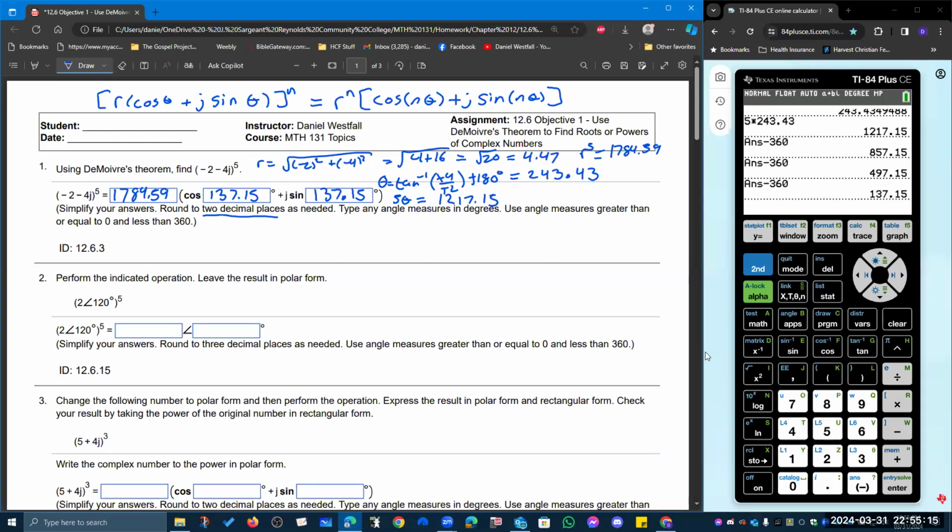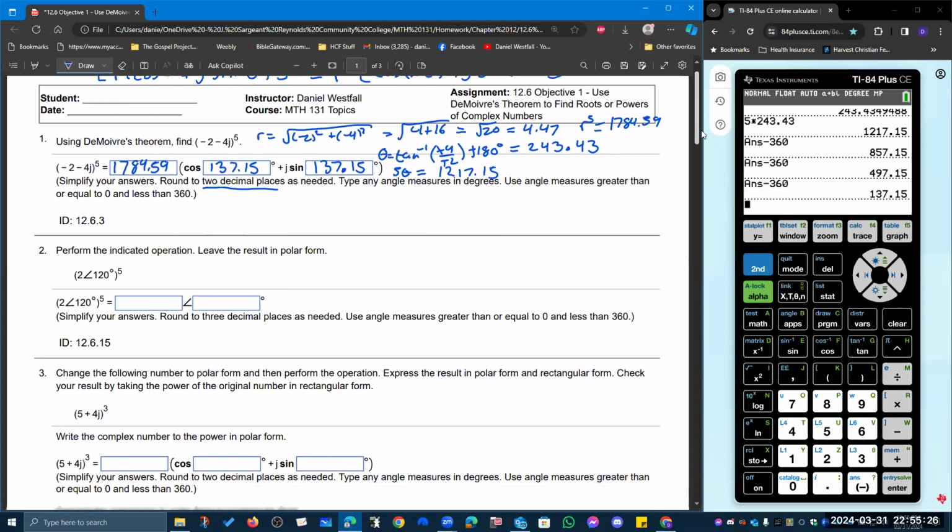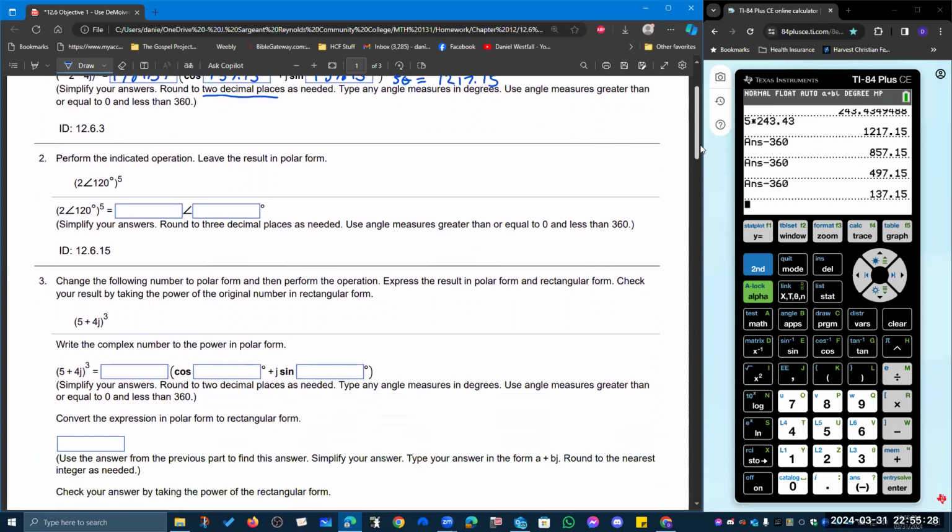If you want to do that and change it from rectangular to polar mode and round those numbers to 2 decimal places, you'll see that you'll get slightly different values for r and theta. But let's just go ahead and leave this. This next problem, 2 to the 5th, is going to be 32. 120 times 5 is going to be 600. I'm going to subtract 360 from that and get 240. 240 is within my 0 to 360 range.